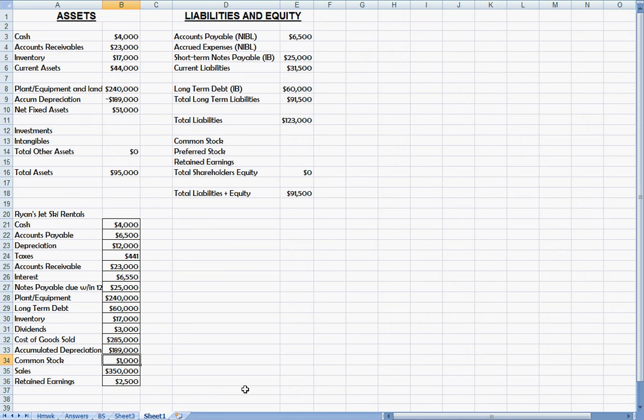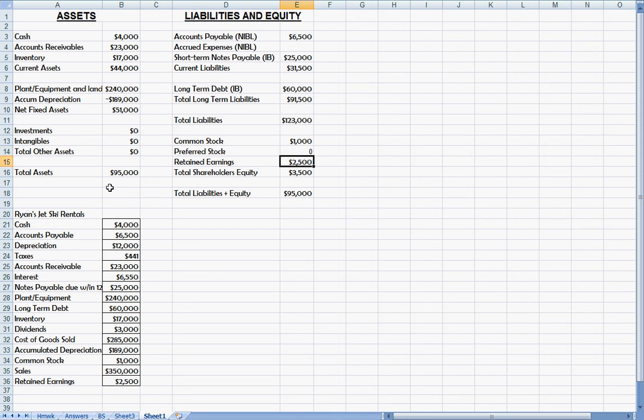Our common stock is our next item down here in our list, and we do have a spot for that. We've got sales of $350,000. That belongs on the income statement. And finally, we've got retained earnings of $2,500. So in this particular case, we do not have any investments and we do not have any intangibles. Moreover, we didn't have any preferred stock. So we're going to put zeros in for all of those.